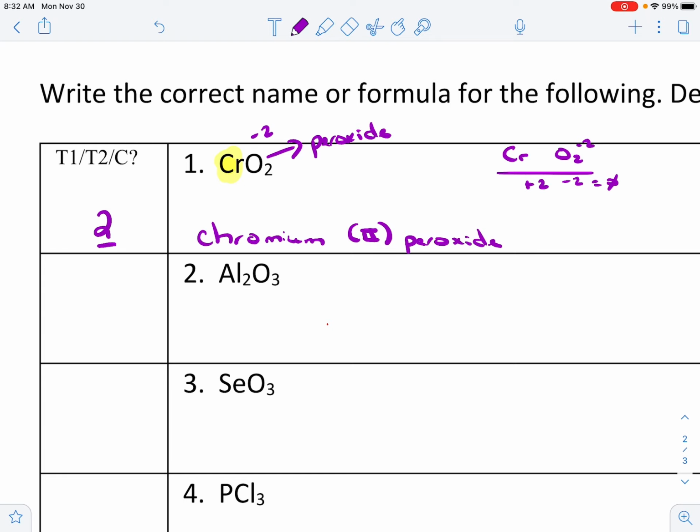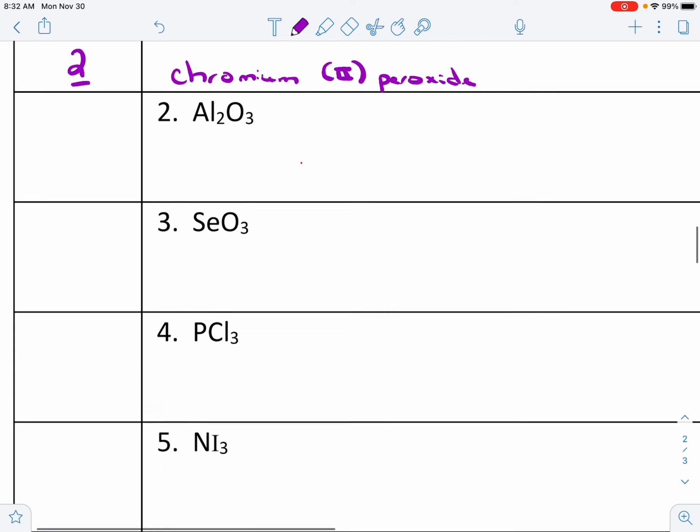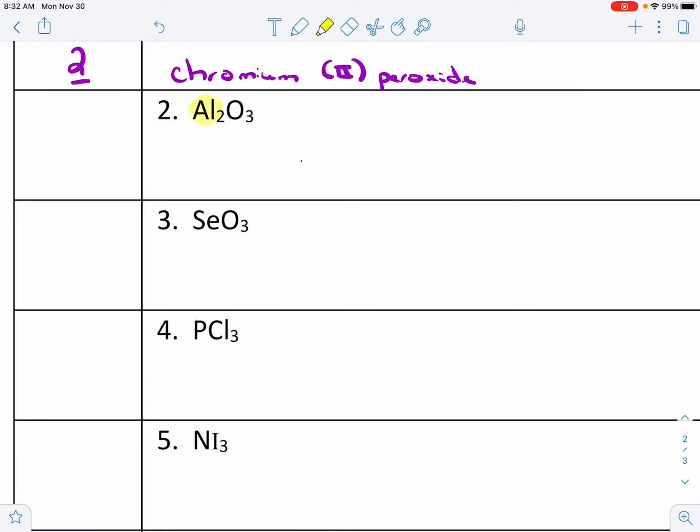Okay, let's move to the next one, number 2. Now we have Al. So we find Al on our sheet. There it is. Al is colored in as type 1, which means we just name it as it is. So there's type 1, and we're going to say aluminum oxide. So our biggest key here is to make sure that we're checking that first element. That's going to tell us how to do it. So let's go to the next one, number 3.